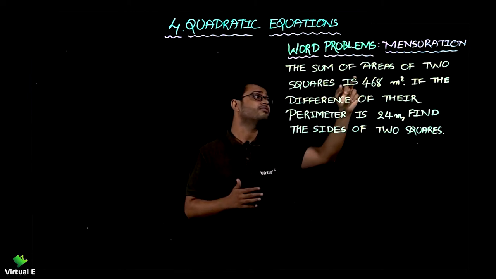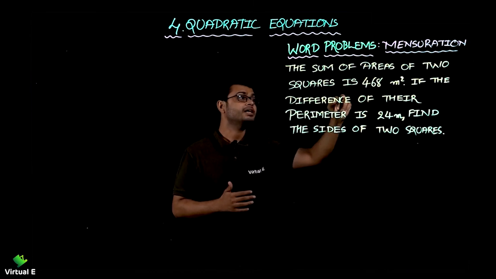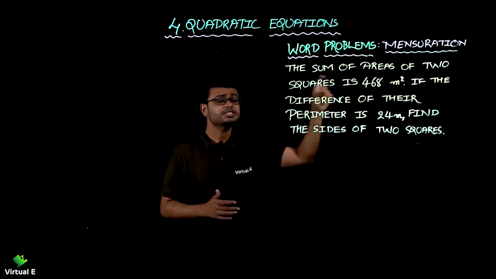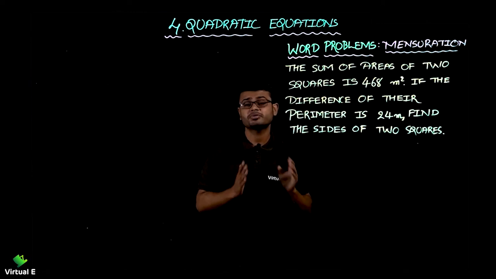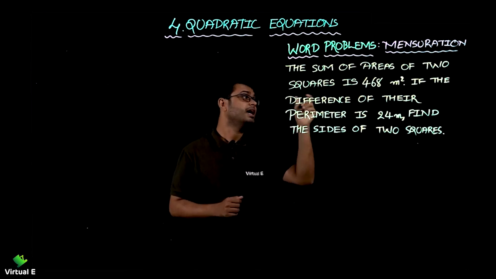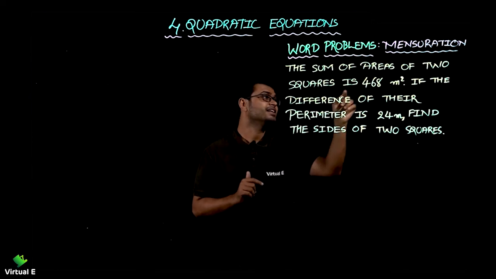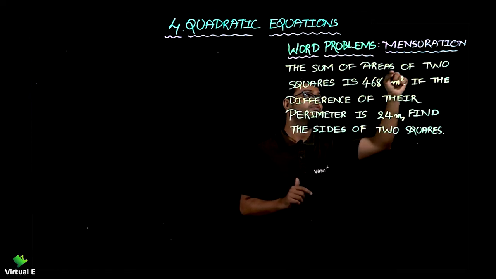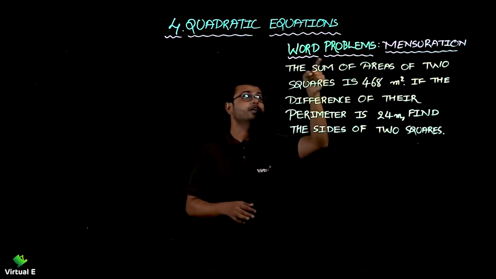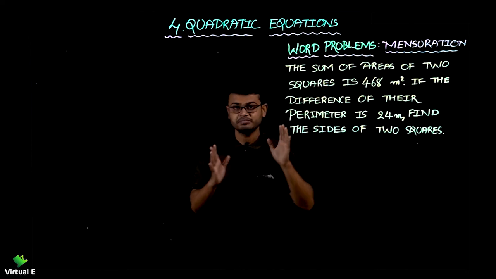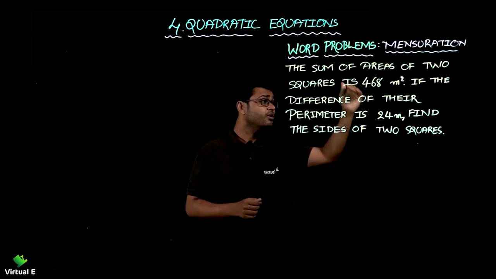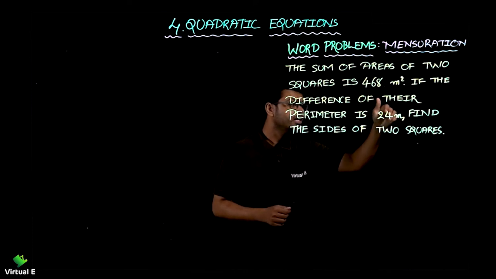The sum of areas of two squares is 468 meters square. First of all, if you read the first sentence, there is a lot of information you can get. First of all, the shape: squares. And perimeter or area: it is given, sum of areas. There are two squares, we need to consider the area and add them, which is the sum. Simple, very easy.